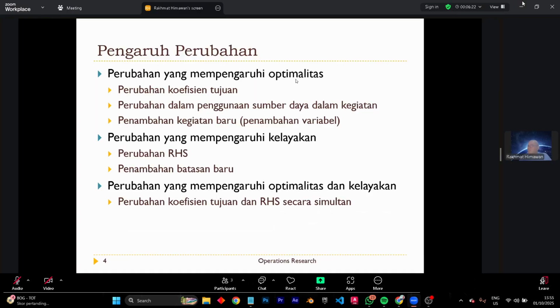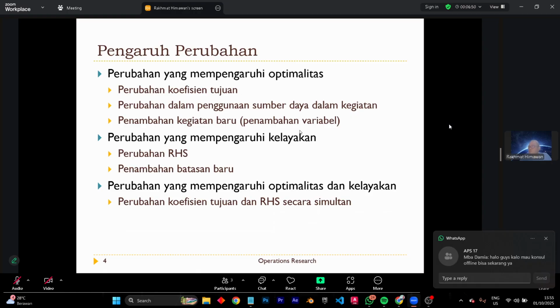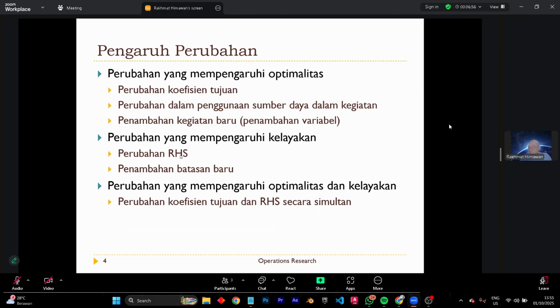What changes are affecting optimality here? What changes are affecting the feasibility, or what changes are affecting optimality and feasibility? It depends on whether it is a change in the coefficient of the objective function, a change in the use of resources, or an additional variable, maybe, or the RHS, the right hand side, which is usually the capacity, for example, or an additional constraint, or both, all of them in one.